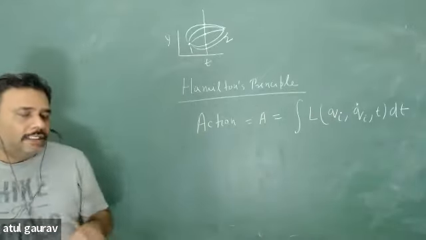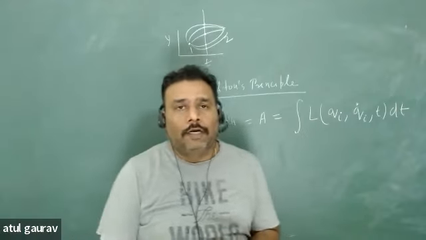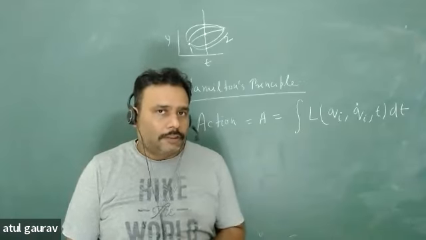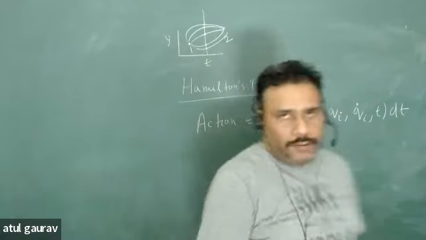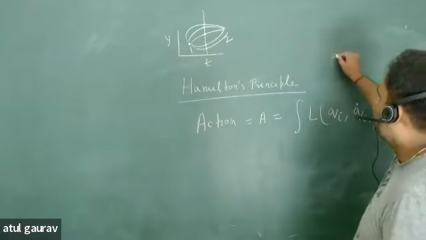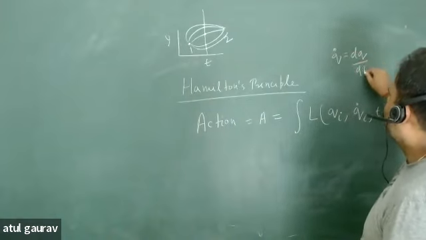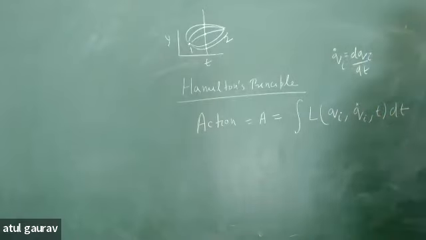Now, what is generalized coordinate? The number of dynamical variables must be equal to the number of degrees of freedom. This is your generalized coordinate. And what is qi dot? This is generalized velocity. So qi dot is equal to dqi upon dt if I am talking about the ith particle. So this is my action.